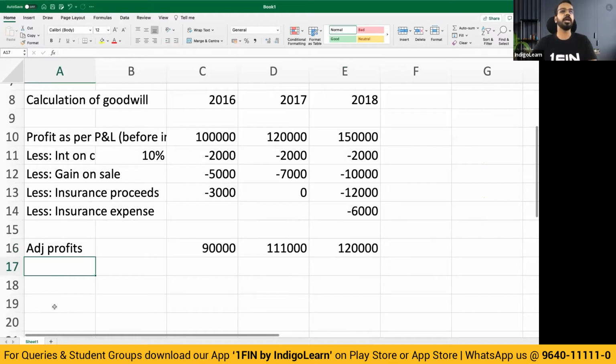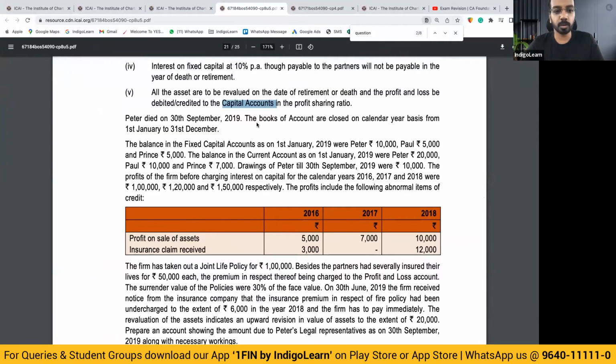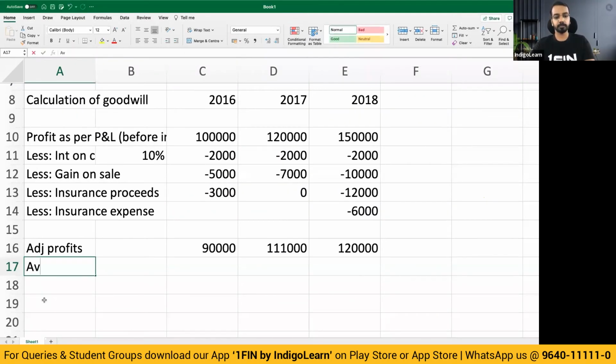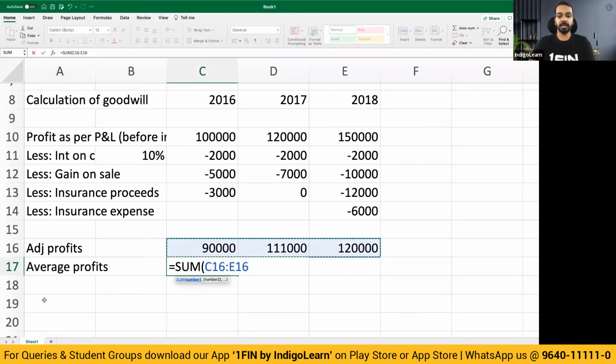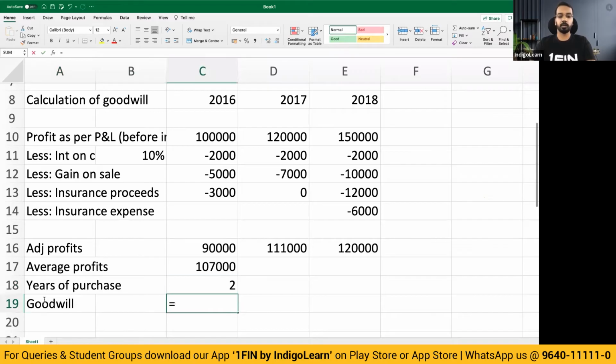Now see here, you can do a weighted average. Did the question tell anything? The question mentioned what? How do we do the goodwill here? 2-year purchase of normal average profit. So we'll just take a simple average profit. Average profit is equal to the sum of these three divided by 3. You get 1,07,000. Now years of purchase is 2. Goodwill is 1,07,000 multiplied by 2, which is 2,14,000.